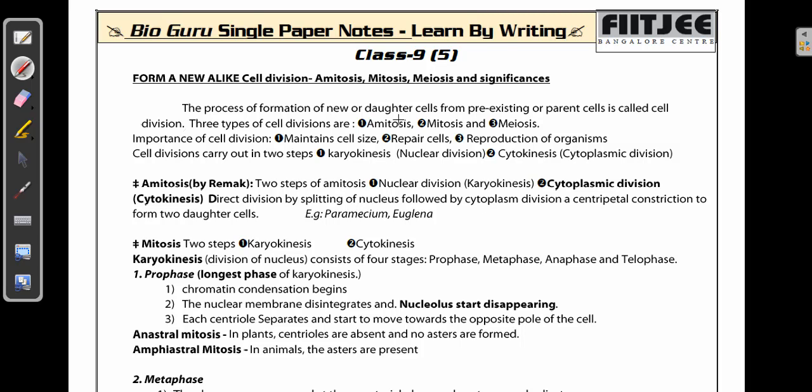If you look at the importance of cell division, it maintains the cell size. If you can remember properly, the surface area of the cell is important. Whenever the cell surface area is increased, it leads to less productivity of the cell. Hence, they go for cell division. And then the repair of cells. The cells often have to repair themselves whenever damage happens. And next is reproduction in organisms.